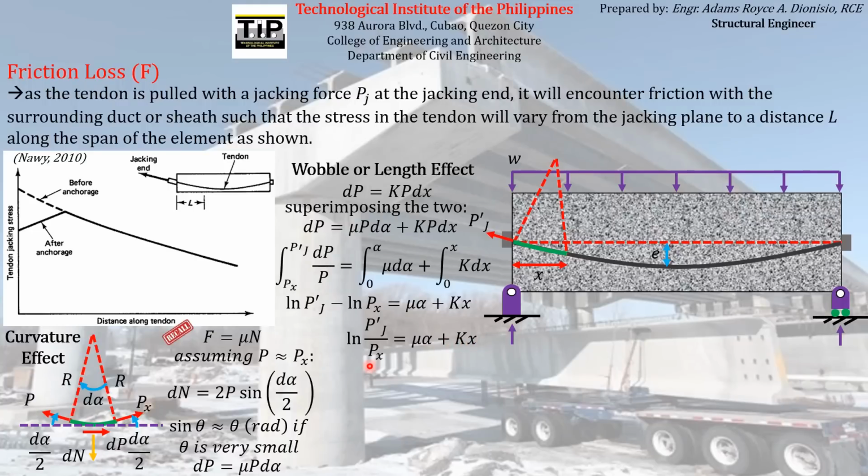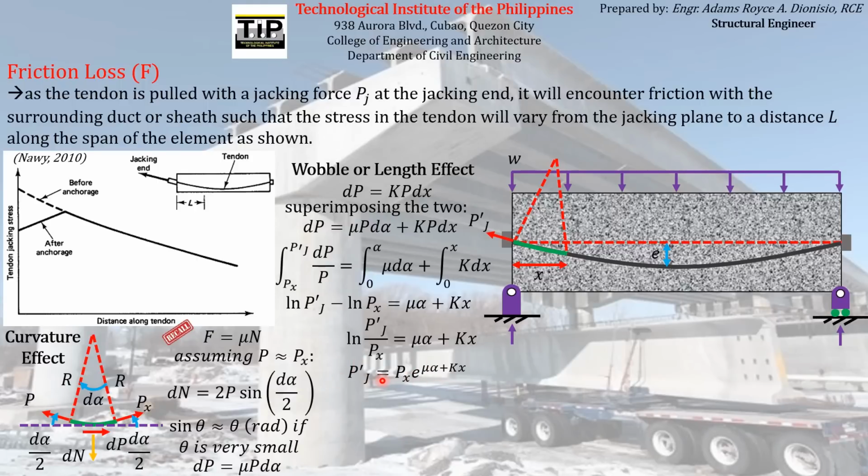And then if we try to cross multiply px to the right side of the equation, we will have this equation here. Pj prime is equal to px e to the mu alpha plus kx. Actually, this is the relationship between the force acting on the jacking end and the force acting at any other point along the pre-stressing reinforcement at a distance x from the jacking end. So this is actually the relationship between those forces.